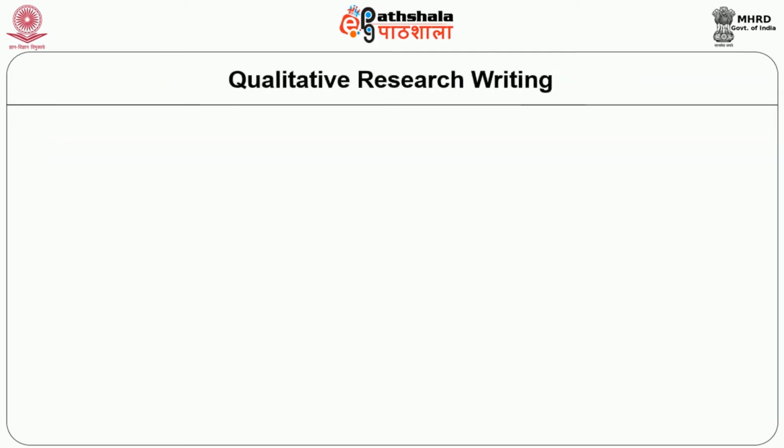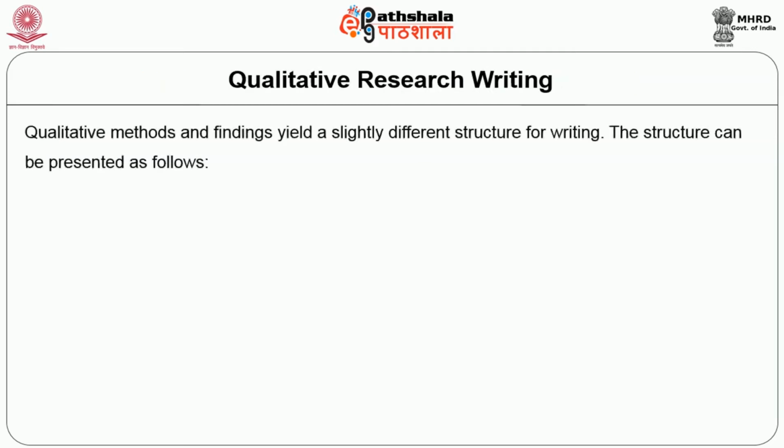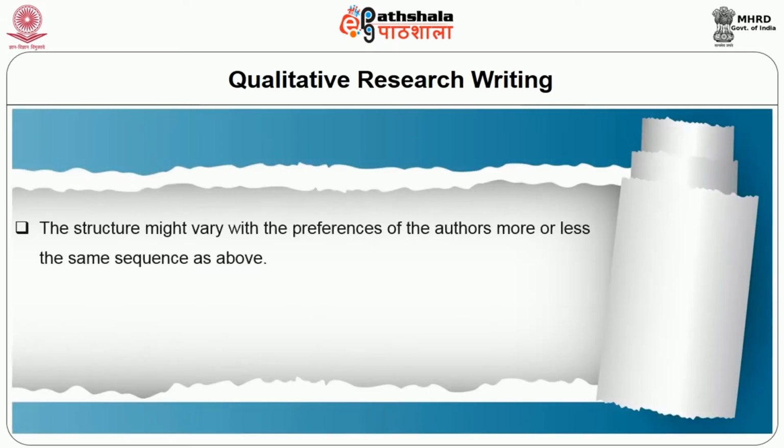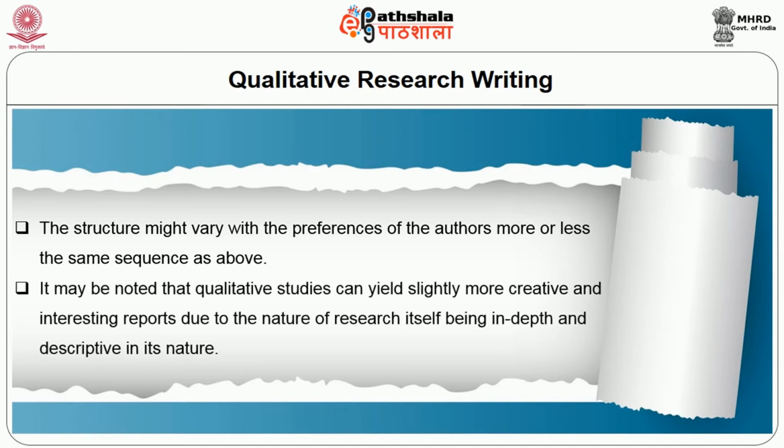Now coming to the qualitative research writing. Qualitative methods and findings yield a slightly different structure for writing. It can be as follows, including introduction, background, methods, findings, discussion, and conclusion. The structure also might vary with the preferences of the authors, and the sequence may be more or less the same. It may be noted that qualitative studies can yield slightly more creative and interesting reports due to the nature of research itself being in-depth and descriptive in its nature.